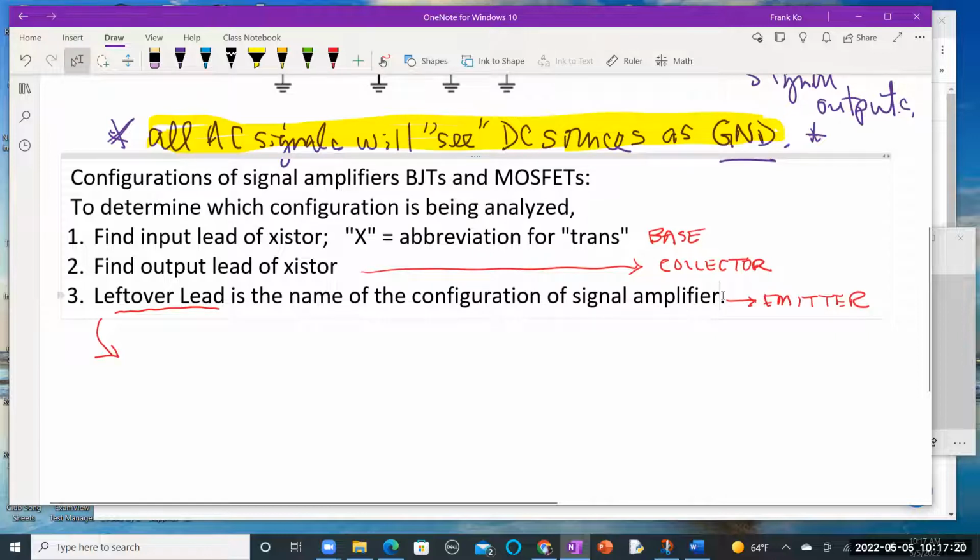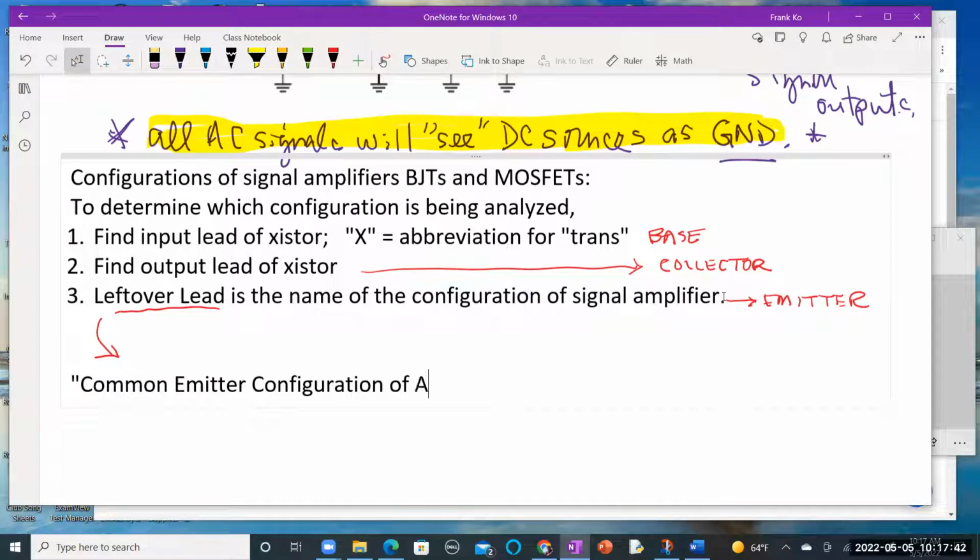Oops, come back here. Oops, there's my cursor. Here's my cursor. Over one, enter, is called common emitter configuration of amplifier, otherwise known as CE config.